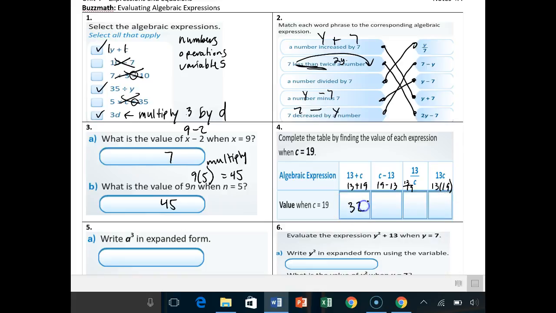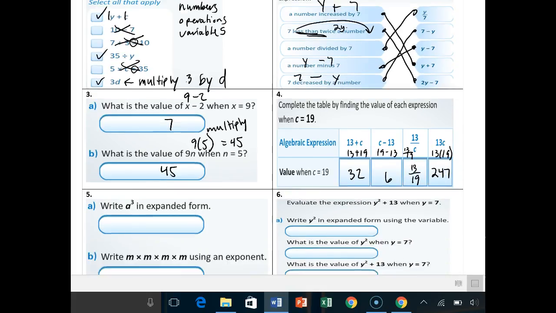So this is equal to 32. 19 minus 13 is 6. This is a fraction. It cannot be simplified, so you can just leave it as that. And then 13 times 19, you have the ability to use the calculator on here. It's 247. Pause the video, do number 4.